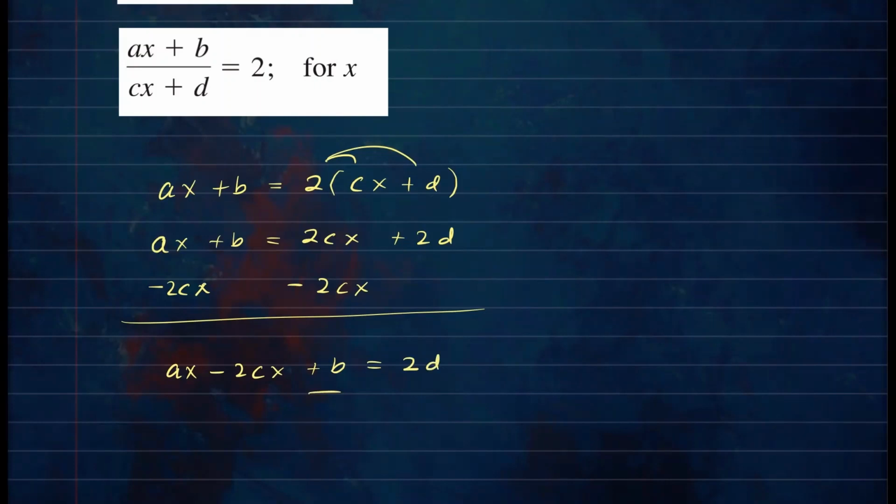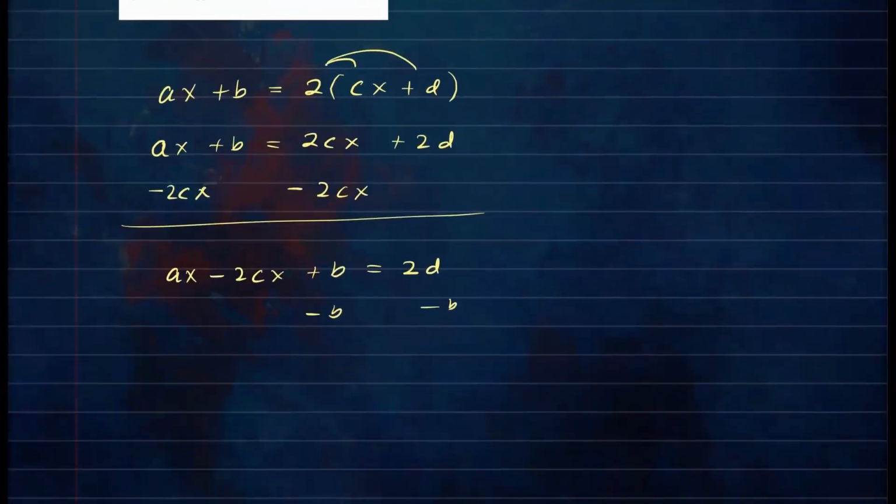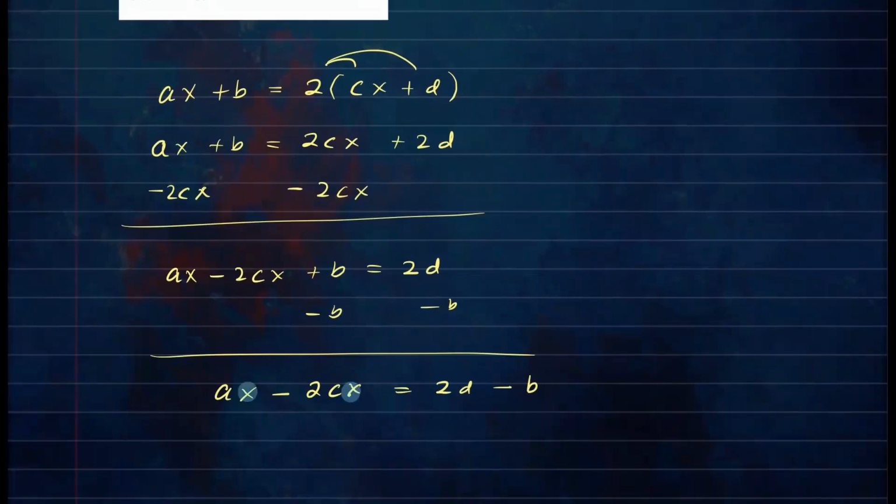And now I see a b here. I'm going to move that to the other side. So I have everything only involving x on the left side. Go ahead and subtract b from both sides. So this will give us ax minus 2cx is equal to 2d minus b. And now I have successfully placed everything that involves x to the left-hand side.